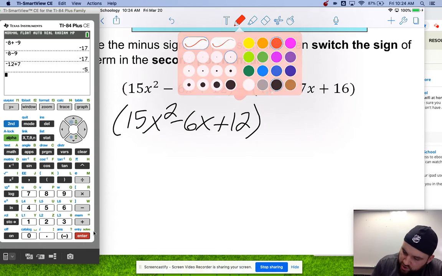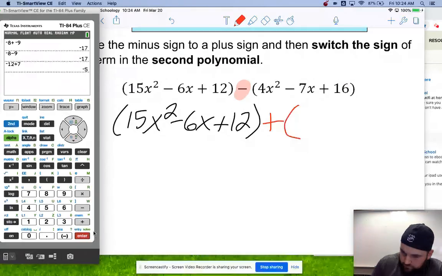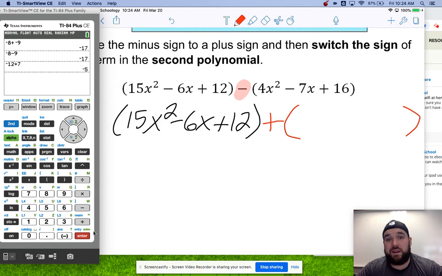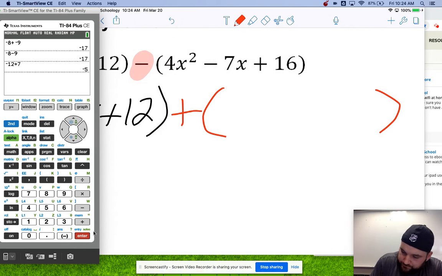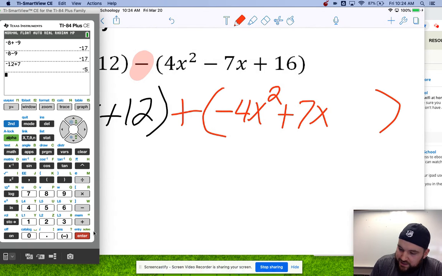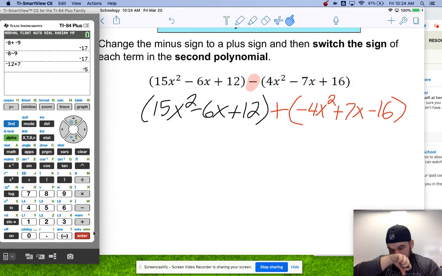I'm going to go ahead and change the minus sign to a plus sign, okay? And I can do that as long as I then switch everything after that from positive to negative or from negative back to positive. So instead of 4x squared in here, this will be negative 4x squared. Instead of minus 7x, I have plus 7x. Instead of plus 16, I have minus 16. Okay, so I switched the minus sign to a plus sign, and then I changed everything from positive to negative only in the second polynomial.